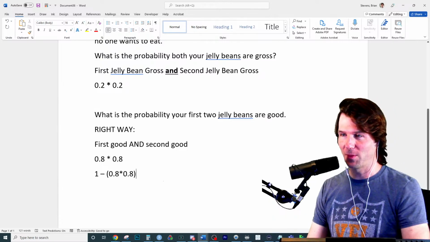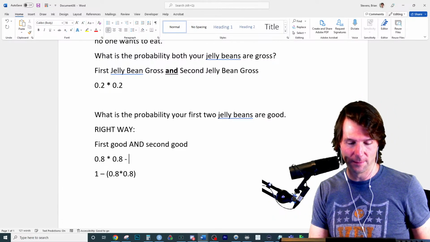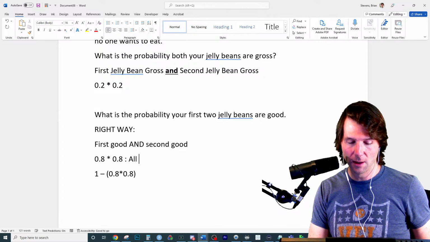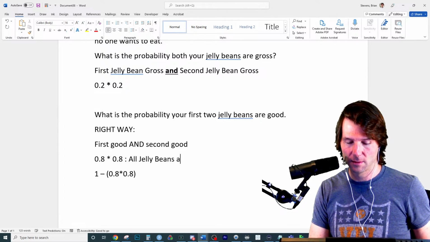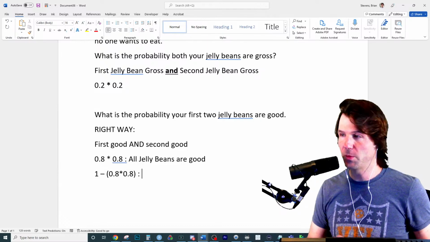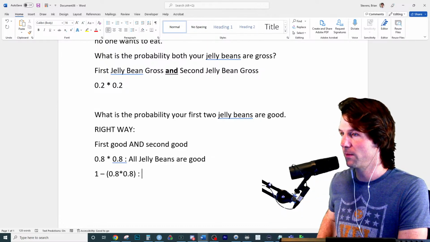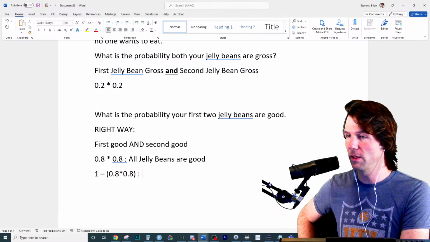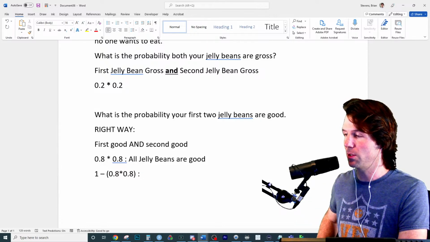How would this be described? This is all jelly beans are good right here. So this would be all jelly beans are good. Now, this is the complement of it right here, which means not all jelly beans are good. So all jelly beans are good, and the complement says not all jelly beans are good.